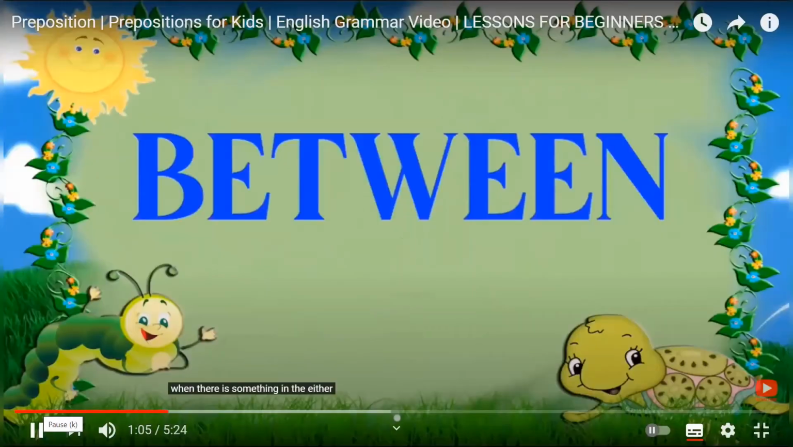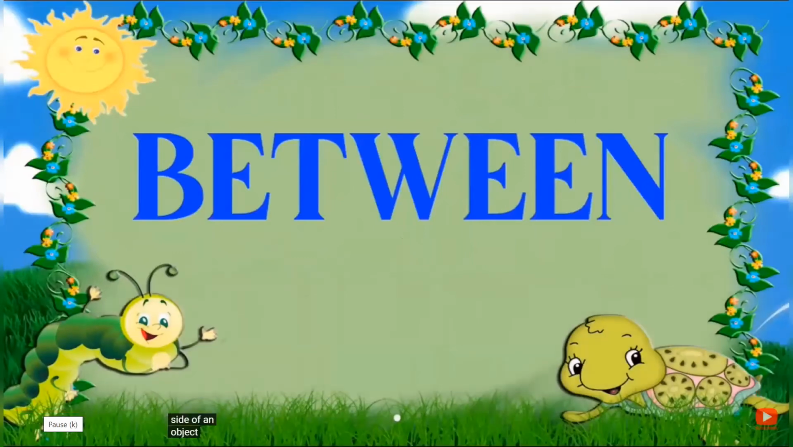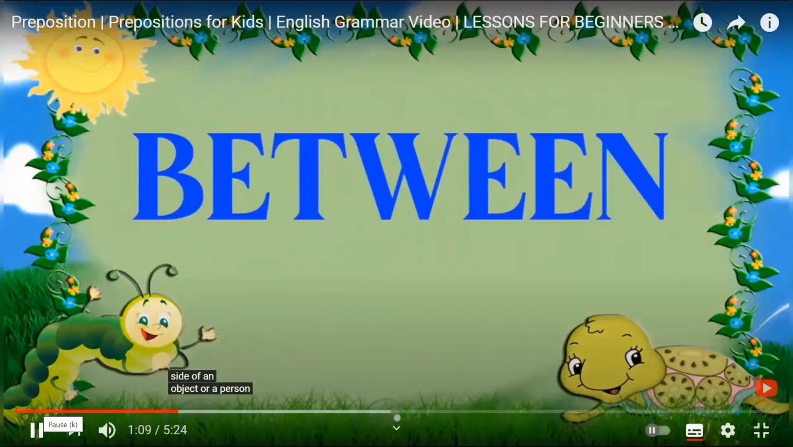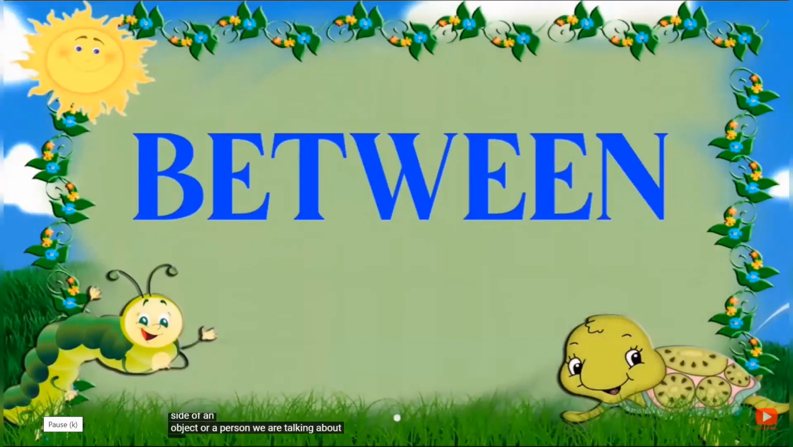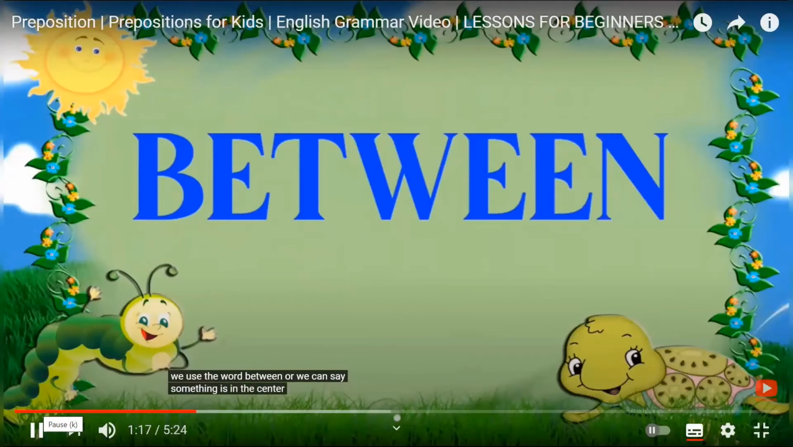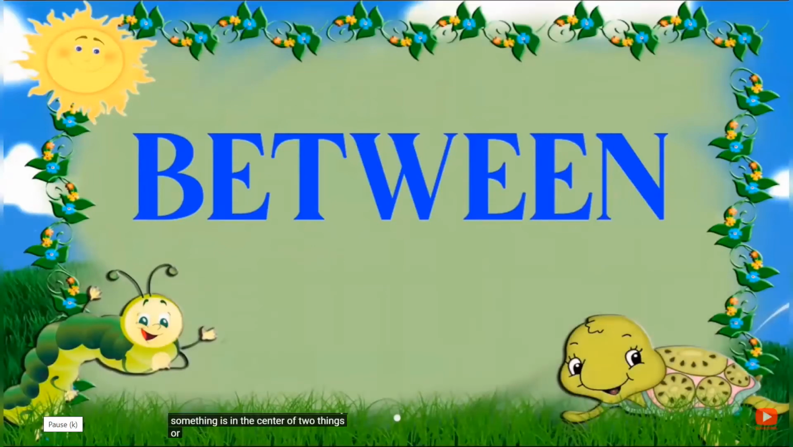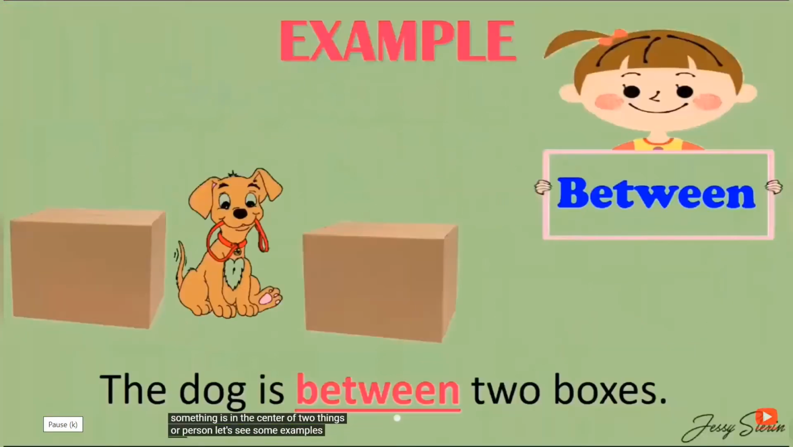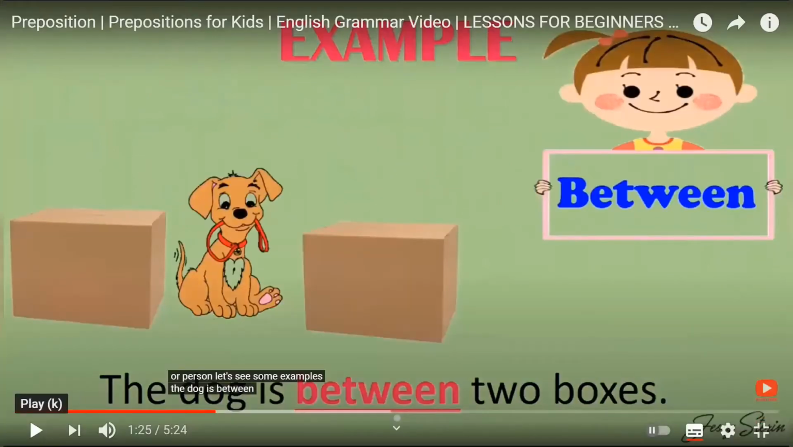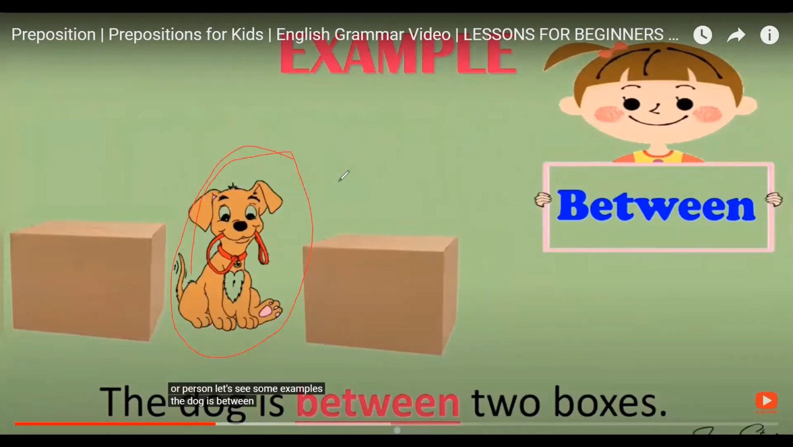We use the word between when something is on either side of an object or a person we are talking about, or we can say something is in the center of two things or persons. Let's see some examples. The dog is... So where is the dog right now? The dog is sitting between the two boxes, right?